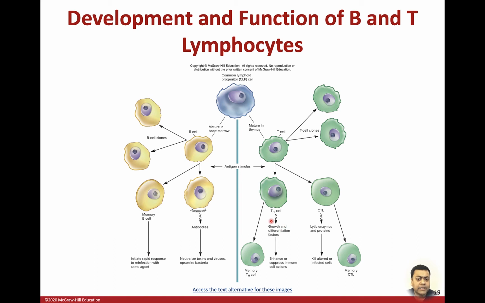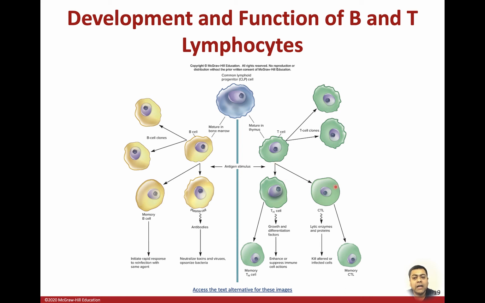This will release growth differentiation factor. This will enhance or suppress the immune cell action, including the B cells. And some of these T helper cells will become memory T helper cells and will remain in your system for the rest of your life, mostly. And that's your T helper cell development. These contain the CD4, cluster of differentiation 4, on their surface.